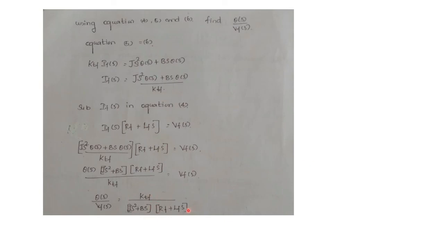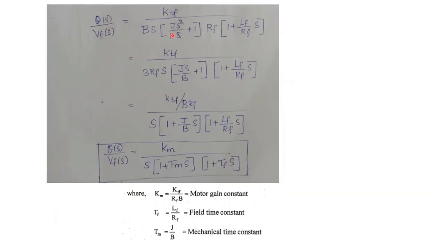For that, what do we have to do? Similar to the armature control DC motor, among these two terms we have to take the minimum power of S term outside. Here the power of S is S square. Here the power of S is S. This is the minimum power term, so we can take this BS outside. Here we are not having any S, that means S power 0. Here we have S, that is S power 1. The minimum power of S is this first term, so we can take RF outside. See the next slide. If you take BS outside, then it will be JS square divided by BS plus 1. Then if you take RF outside, the remaining term will be like this.